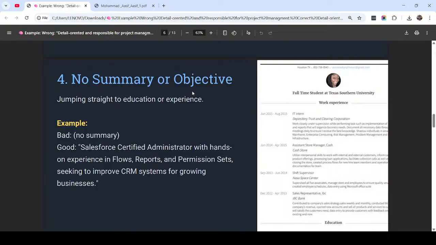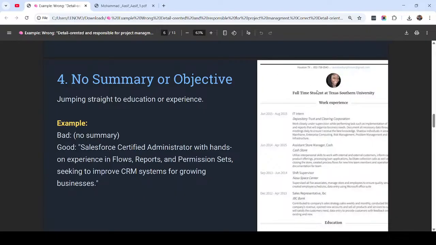A summary or objective gives a small overall view of yours. So you should mention a small summary, three or four lines, maximum four lines, that gives an overall picture of what you have done, how far you have come, how many years of experience you have, and what major things you have done. So please try to include one.